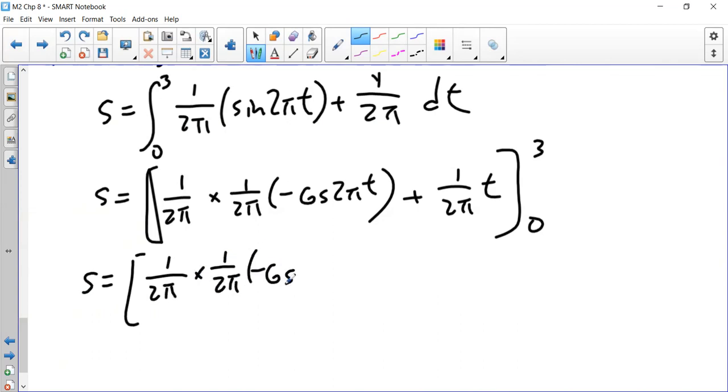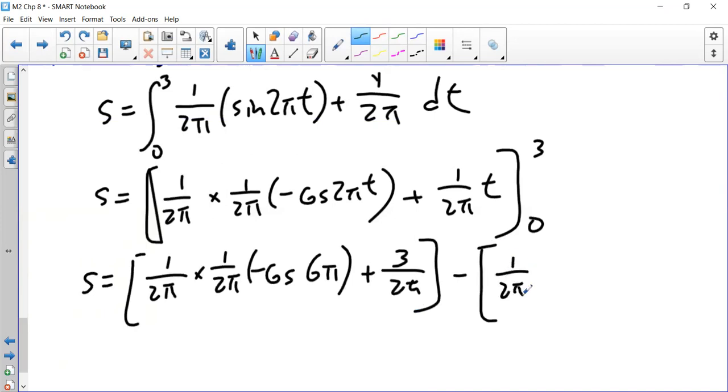Negative cos 2 pi times 3 is 6 pi, plus 3 over 2 pi. Subtract, put a 0 in there: 1 over 2 pi times 1 over 2 pi, negative cos 0. Now don't assume the whole thing is 0 just because the value of t being substituted is 0, because cos 0 is 1, plus 0 over 2 pi.